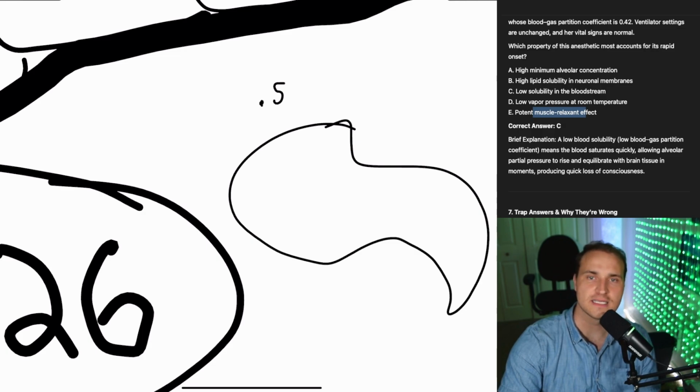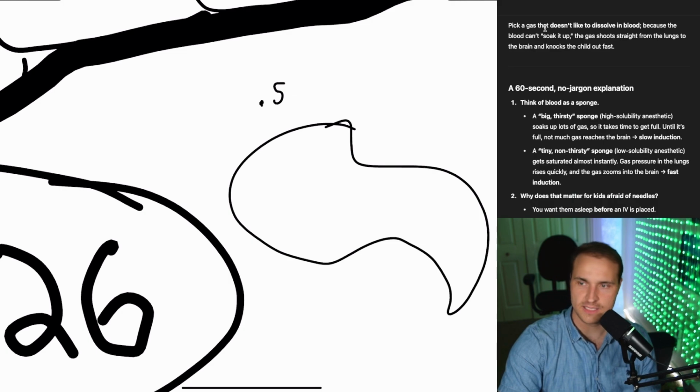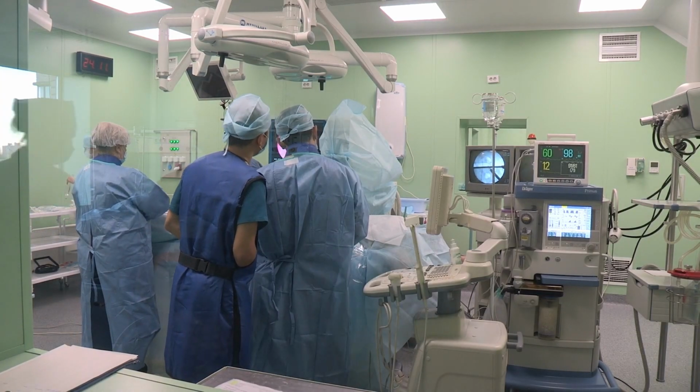Potent muscle relaxing effect, that's beneficial, but it's completely unrelated to the speed that these things are disseminated out. So we pick a gas that does not like to dissolve in the blood so that the blood doesn't soak it up and it goes straight from the lungs to the brain. Boom, child's knocked out. That's how to think about it.